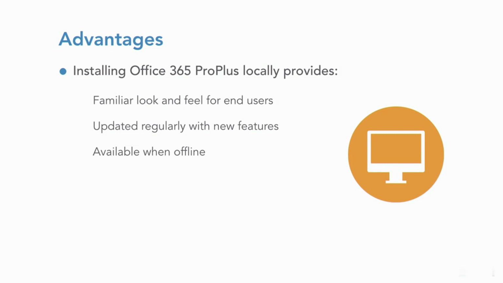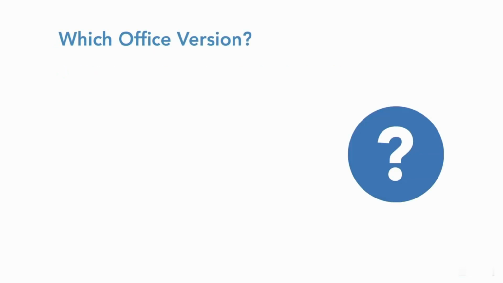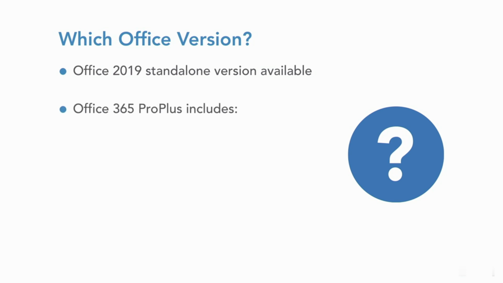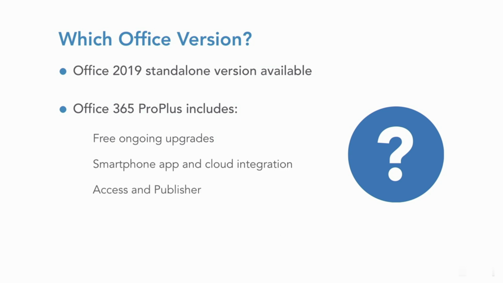If you don't have an Office 365 subscription, you can still purchase a standalone copy of Office 2019 and install it locally on your hard drive. However, this is Office 2019 and it's not the same as Office 365 Pro Plus. The key differences are your Office 365 Pro Plus version of Office will benefit from free ongoing upgrades and new features, whereas Office 2019 won't. You'll have smartphone app support and cloud integration. PC versions of Microsoft Access and Publisher are included. You'll get 1 terabyte of OneDrive storage per user and free technical support.